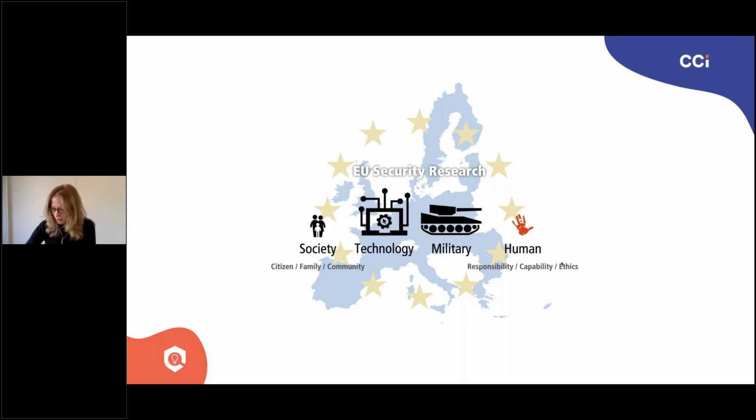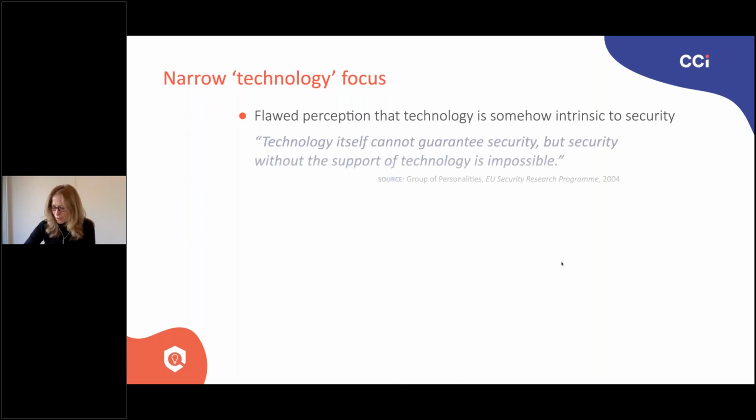The programme tends to focus on supporting research to address international security issues, such as terrorism, organised crime, natural and man-made disasters, and more recently, cybercrime. Within the programme, technology is considered vital for security. Indeed, what they say is that without technology, security is impossible.